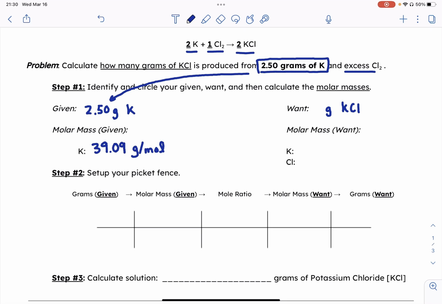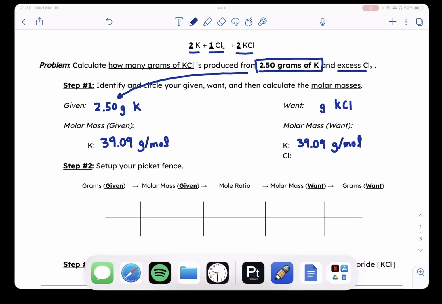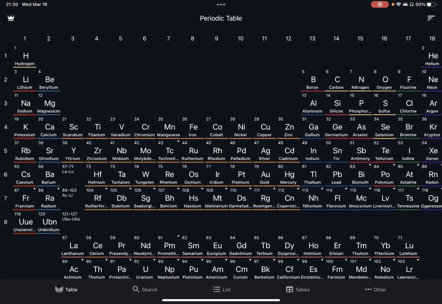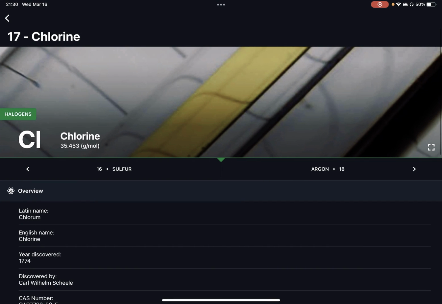Now over here we have potassium chloride. So let's go ahead and copy over the 39.09 grams per mole. And we need to look up the molar mass of chlorine. Now, I know it off the top of my head, it's 35.45 grams per mole, but I'll go ahead and verify and show it to you guys right here, 35.45.